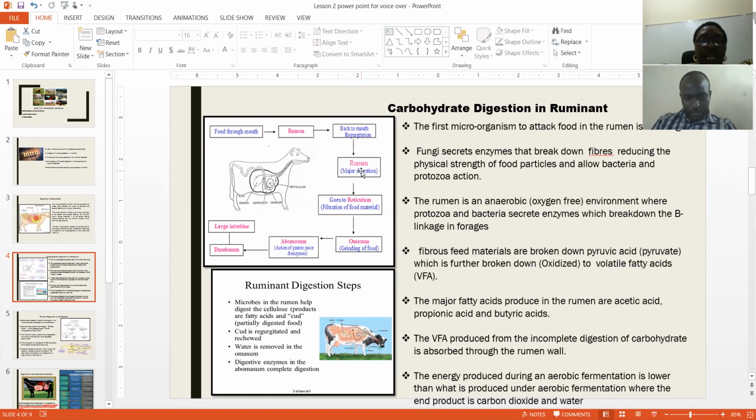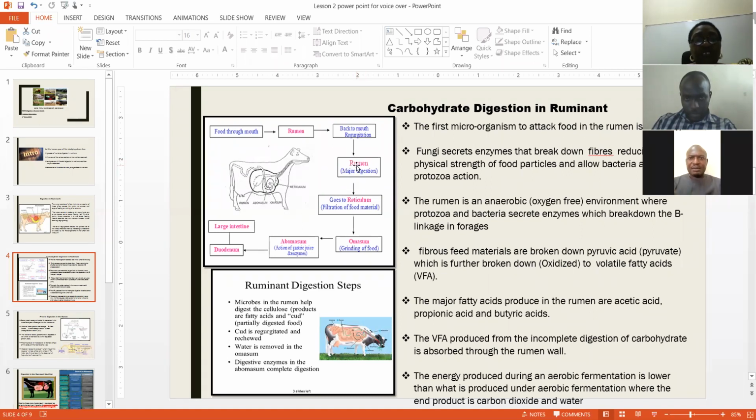Non-ruminant animals, you and I, and pigs, do not have these microorganisms, and therefore most of the forages we consume, we void them out intact. But for the ruminant, the presence of these microorganisms actually allows the digestion of this material.